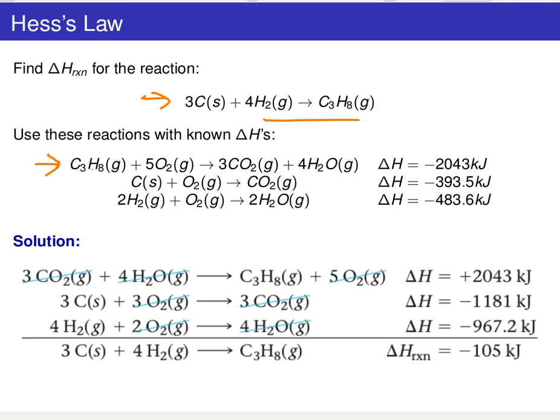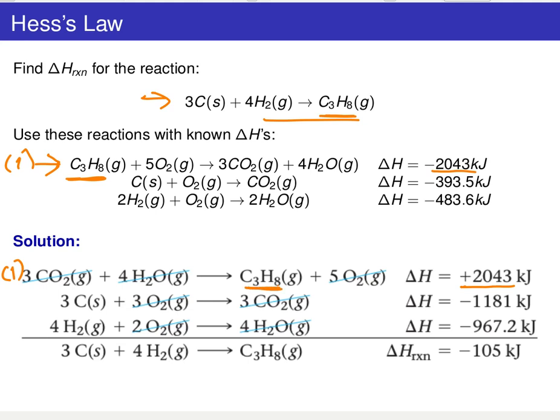We can see our first given equation here, this combustion of propane, has propane as a reactant, but we want propane as a product. So what we're going to do is flip equation number one and write it down here, and then we're going to change the corresponding sign of the delta H according to rule 2. So now we have our propane as a product.